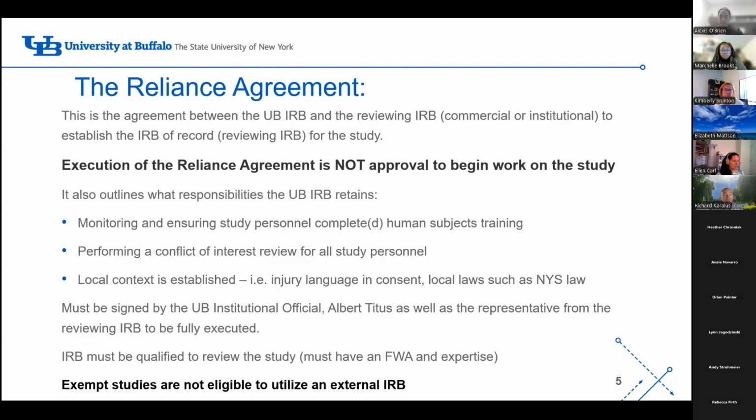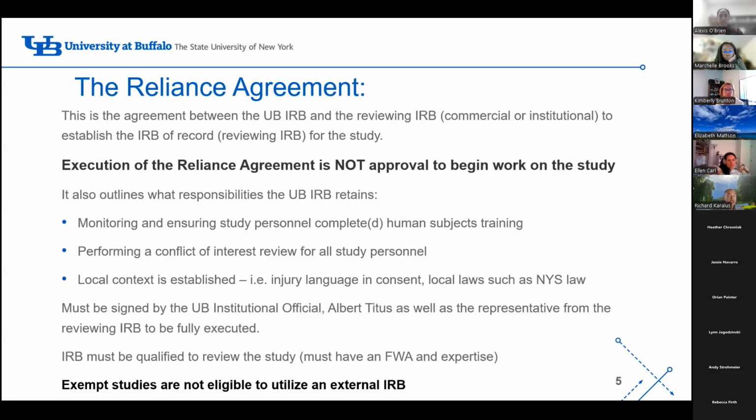We also have some local context, especially in New York State. Obviously, being in New York State, unfortunately, we have laws that go over and above the federal regulations, and sometimes we'll need to add our local context depending upon what the study entails. So in order for a reliance agreement to be fully executed, it needs to be signed by the institutional official of both IRBs. Ours is Albertitis, and the institutional official from the other IRB.